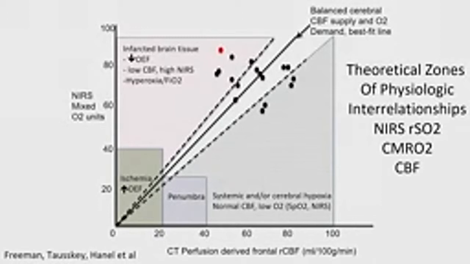The hypothesis really was that there are zones of brain oxygen on the y-axis, these mixed arteriovenous units, against the CT perfusion, so CBF. Two different things: on the x-axis, you have blood flow, and on the y-axis, you have oxygen. So, flow and oxygen. This was the hypothesis. We hypothesized it would be linear. There were some outliers you can see, like the red dot, that we didn't really understand.